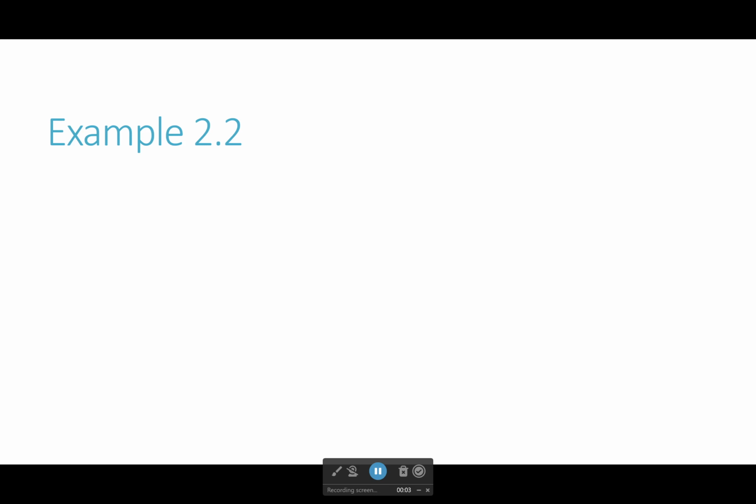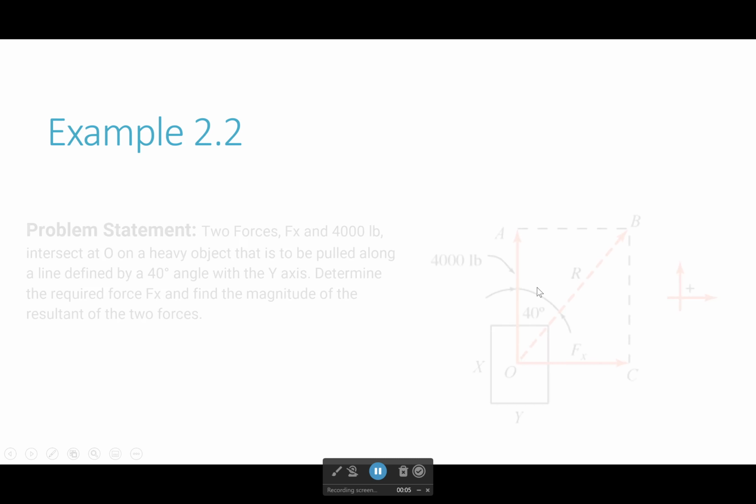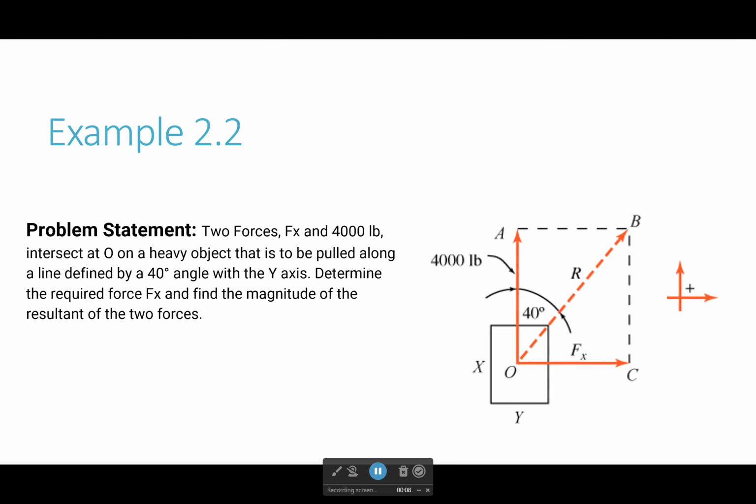So now we're going to go through a second example. What's example 2.2 going to say? Well, first off, we have two forces acting on this point right here. Fx and 4,000 pounds. The 4,000 pounds is going in the positive y direction, and Fx is going in the x direction, obviously. And that object, because of these two, is pulled along a line defined by a 40-degree angle with the y-axis. So it says determine the required force Fx and find the magnitude of the resultant of the two forces.